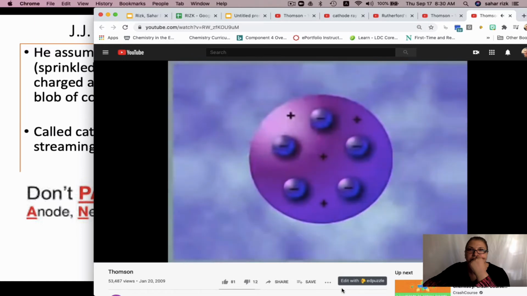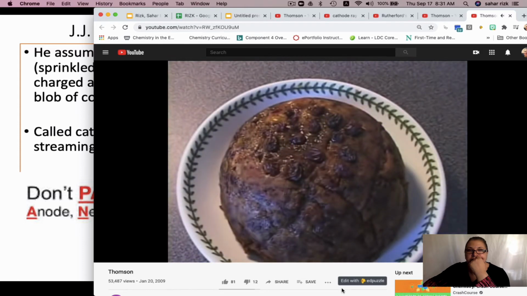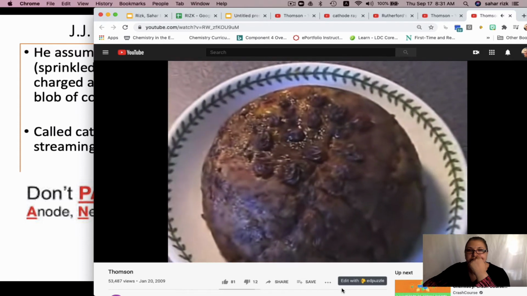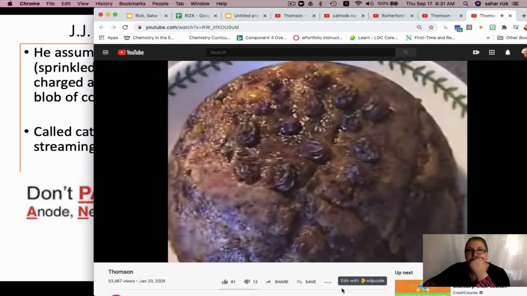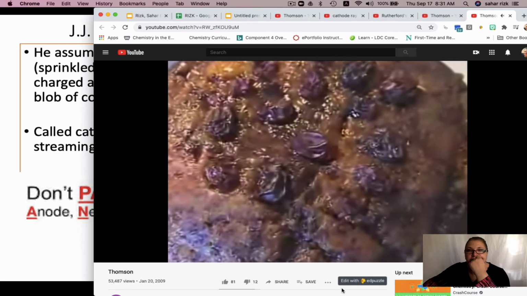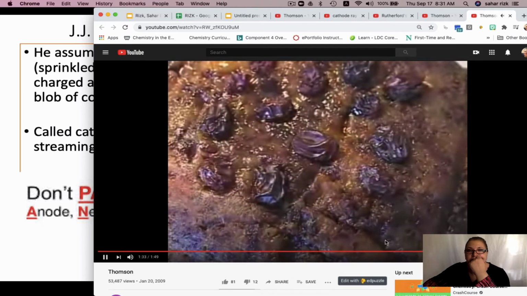Thomson also hypothesized that positively charged material existed in the atom. In his model of the atom, he proposed that an atom was made of a positively charged material in which negatively charged electrons were scattered. His model of the atom became known as the plum pudding model. He envisioned small electrons embedded in the atom, much like raisins embedded in a plum pudding.